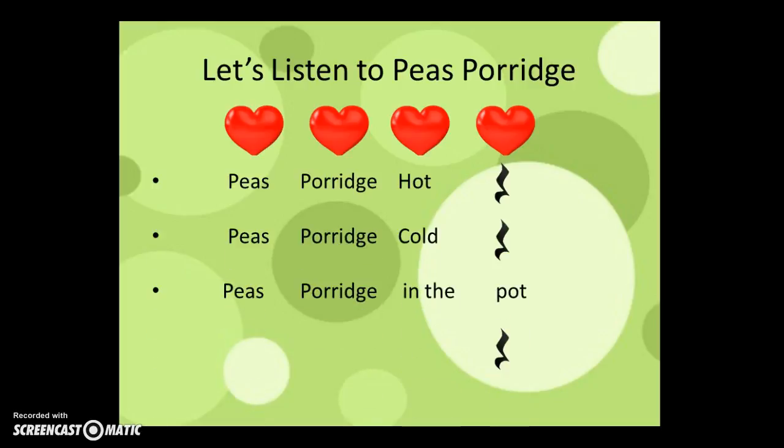Here are the words. Peas porridge hot, peas porridge cold, peas porridge in the pot, 9 days old.